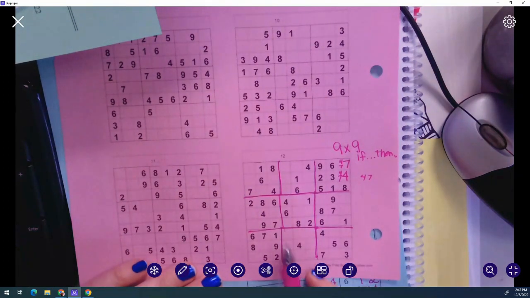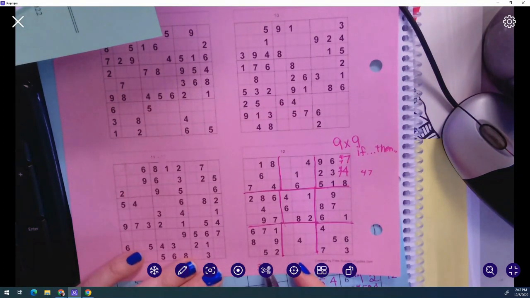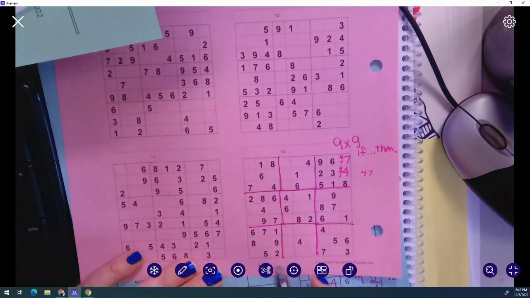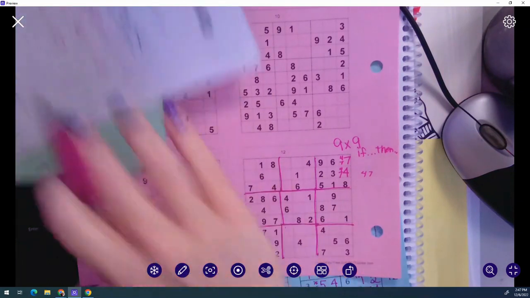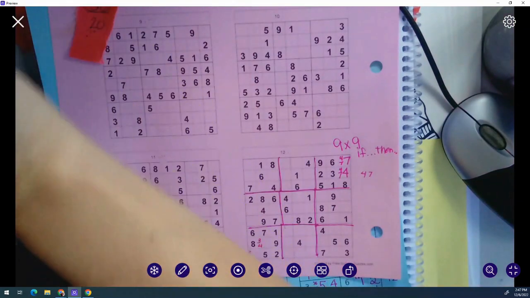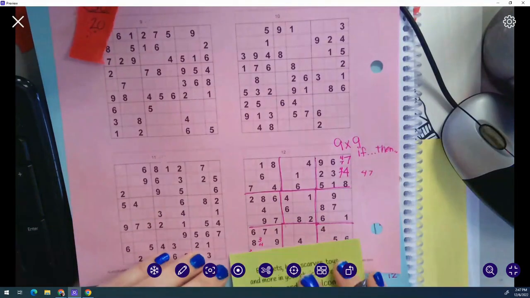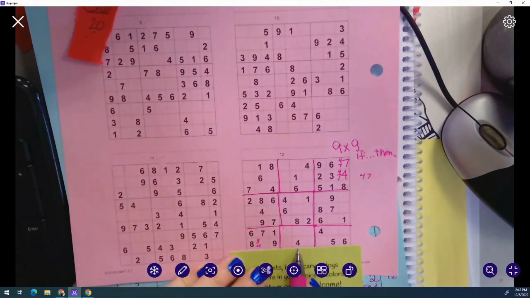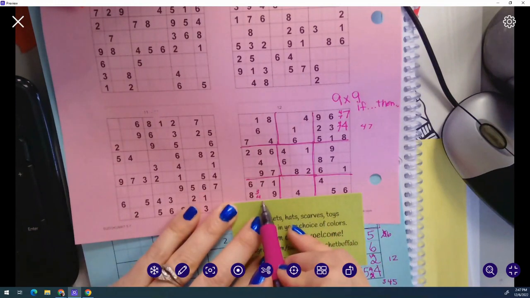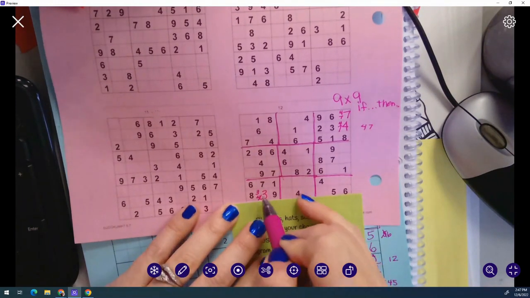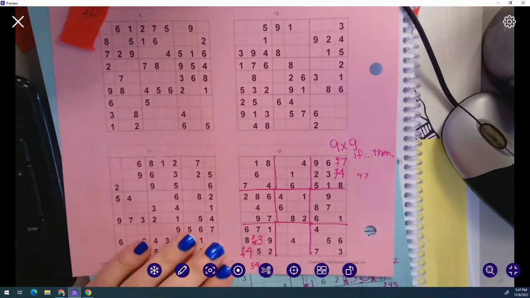I'm going to go down to this square here, figure out what's missing. 1, 2, 3, 4, 5, 6, 7, 8, 9. So I'm missing a 3 and a 4. So I'm going to write those down as notes. And then I'm going to look at some other clues. So if I look across here, I notice there is a 4. And if this is a 4, then this cannot be a 4, which means it must be the 3. And if this is the 3, then this must be the 4. And we're going to keep following along like that.